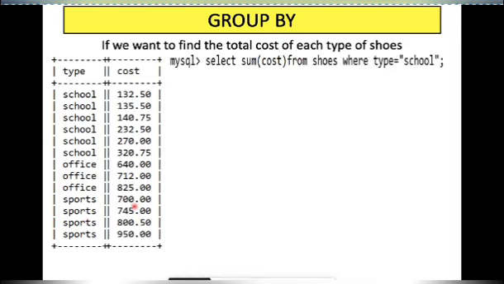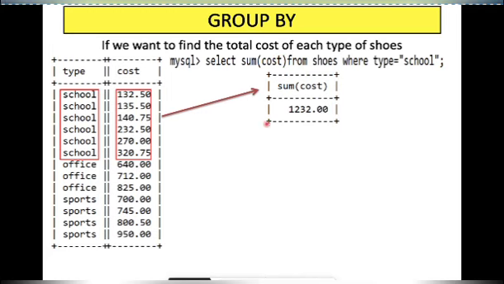So till now what we have done is we will write this query. First, select sum cost from shoes where type is equal to school. What will happen? The school shoes will be filtered out of the whole table. The school shoes will be filtered and cost will be summed up, and the output will be something like this, total cost. It will give you the total cost of school shoes.